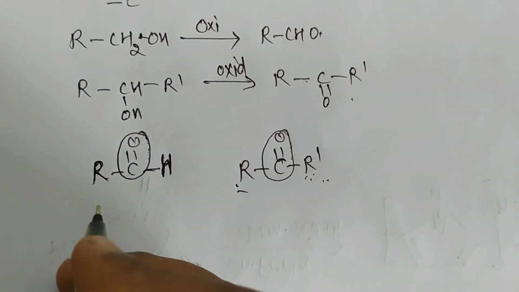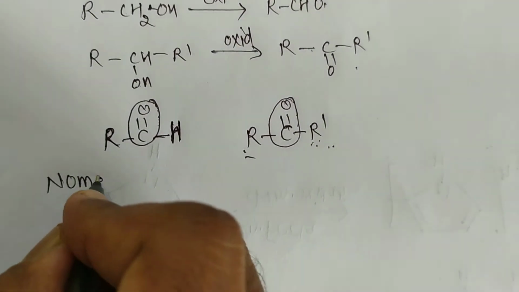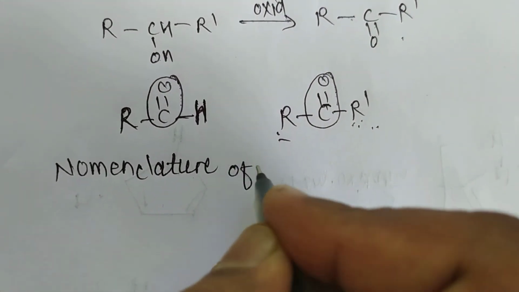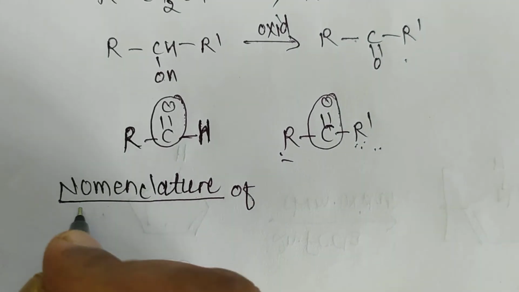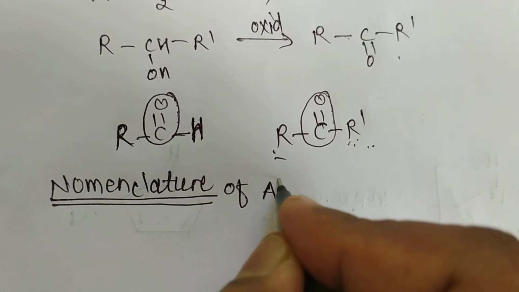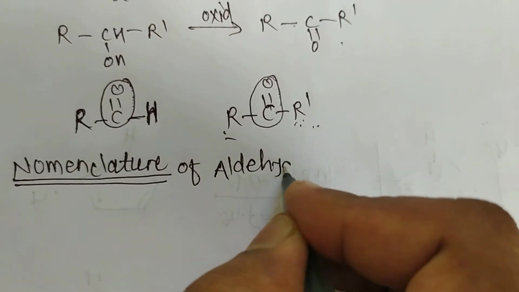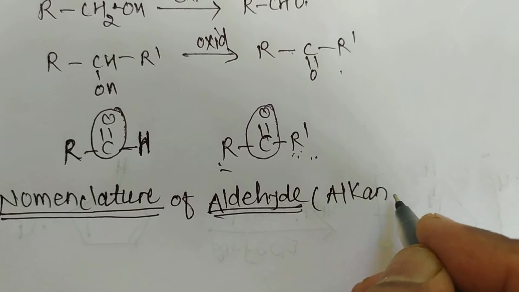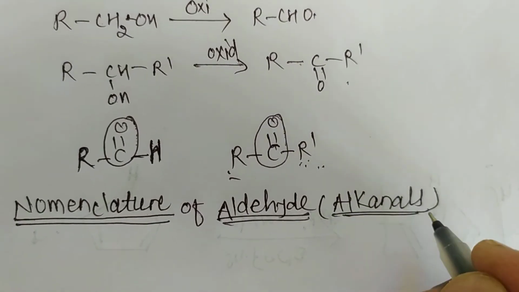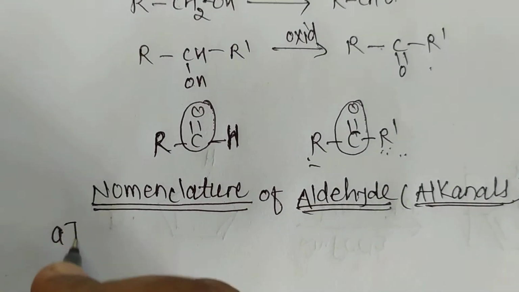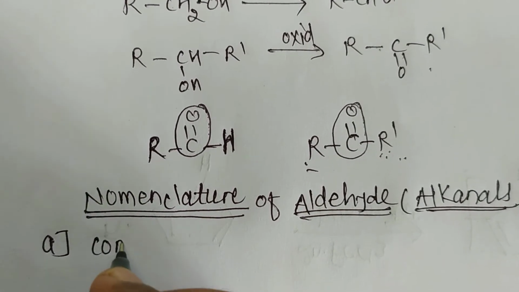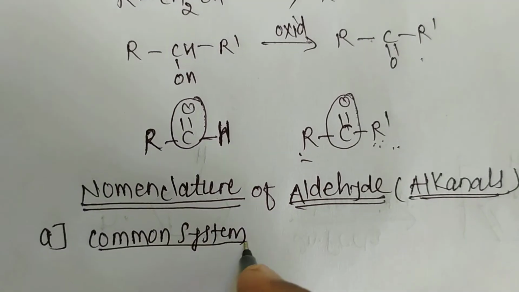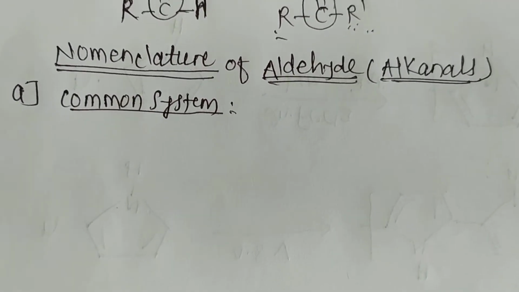Then we are going to study the nomenclature of aldehyde and ketones. First we are going to see nomenclature of aldehyde. These aldehydes are also called alkanals. In nomenclature, first we are going to study the common name system.